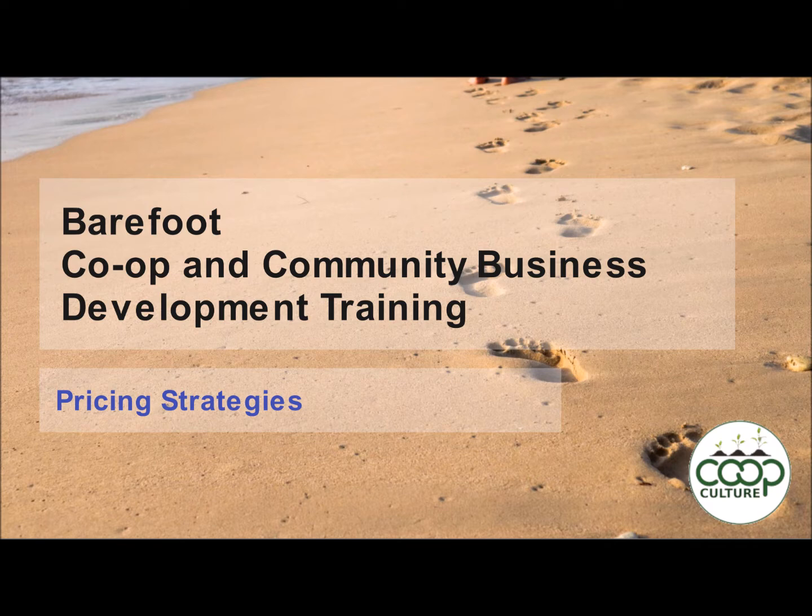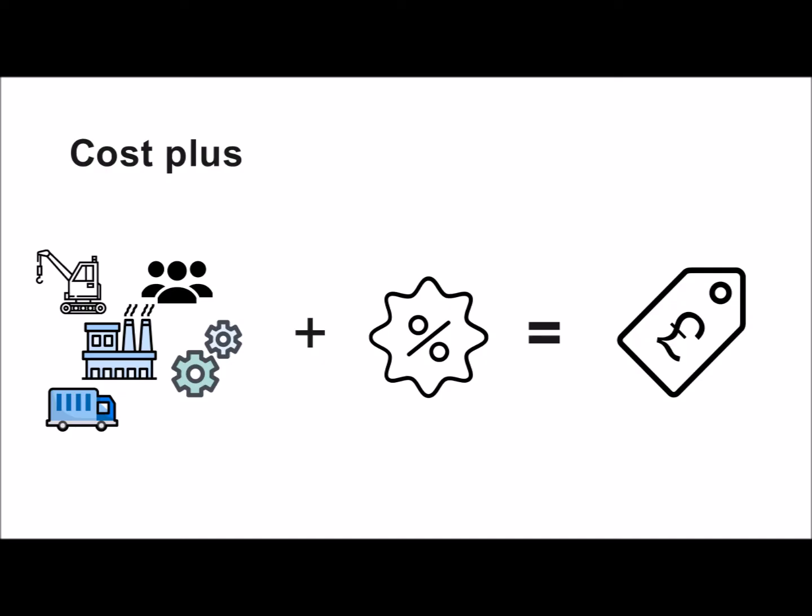At a basic level, we have market-based pricing and cost-based pricing. So cost-based pricing is also referred to as cost plus. It's based on a standard markup and is very common among retailers. Particularly might be useful for consumer co-ops where the aim is to keep prices low but sustainable.